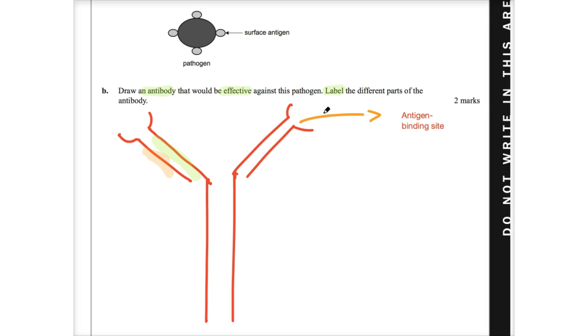And we know it works by the lock and key method. It needs to be complementary to this particular surface antigen, hence why it's something of a circle or a semicircle in that regard. And that is all you really need to do for this question. No need for light chain, heavy chain, or the variable and non-variable sections. Simply the 4 polypeptide chains and the antigen binding site.